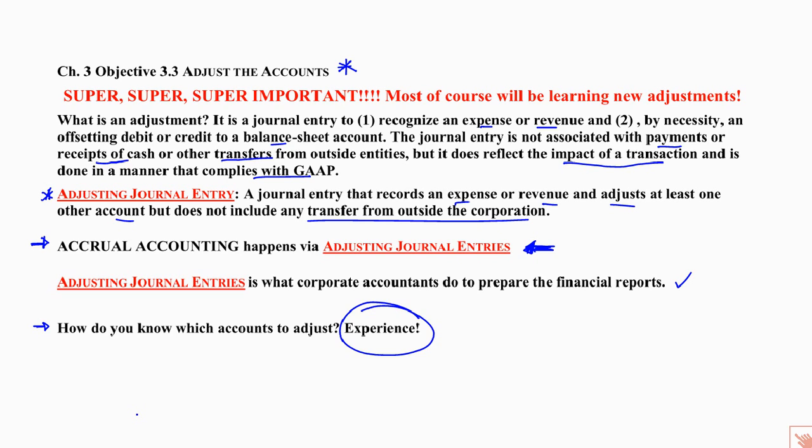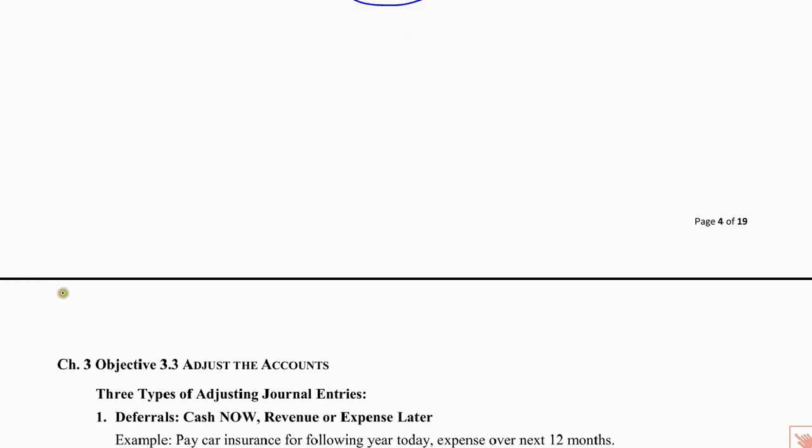So the process you learned in Chapter 2 still applies. There still is a journal entry. It does get posted, and you update a balance. That all still holds. This is just a special set of journal entries that capture the impact of events during the reporting period that were not cash.